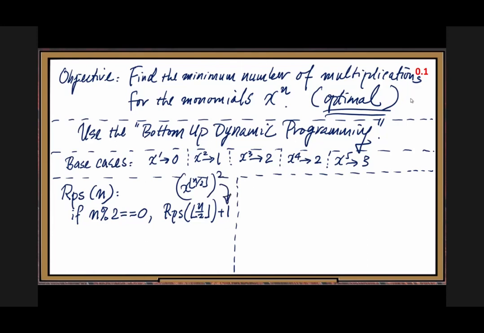And if it equals 1, then RPS of that number, plus 2. Why plus 2? Because you have one more x times that square.